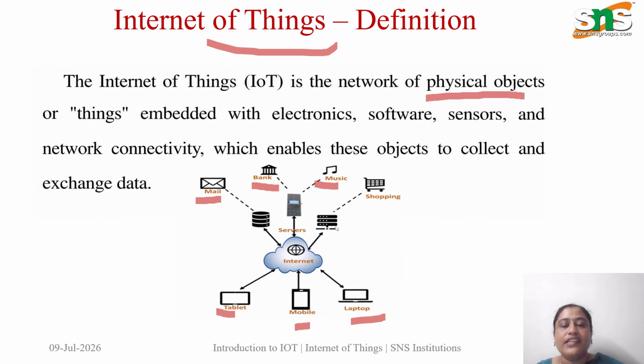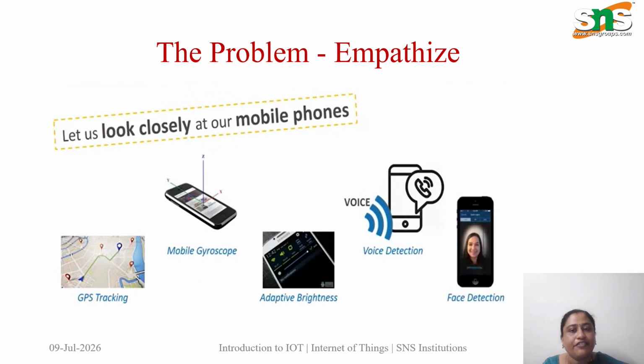Now let us put together the definition for Internet of Things. Internet of Things is the network of physical objects or the things. So it is a network. It is an interrelated network of physical objects or things that are embedded with software or sensors or even electronics like microcontroller or microprocessor, and network connectivity is established. For what has the network been established? To enable the exchange of information or data through the cloud, the IoT cloud. So this is the definition of IoT.